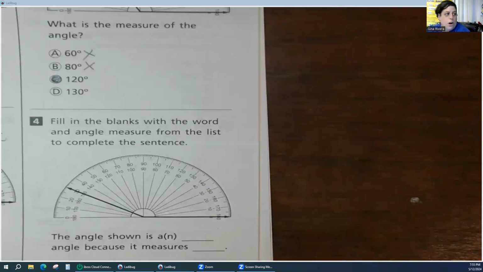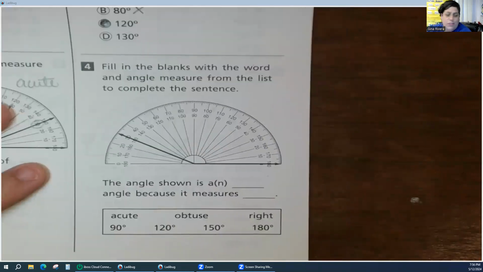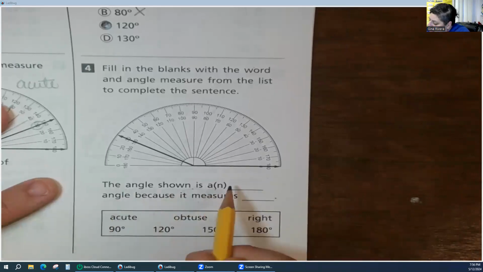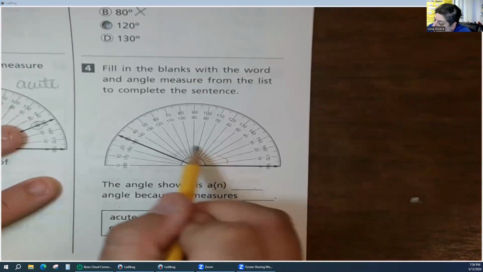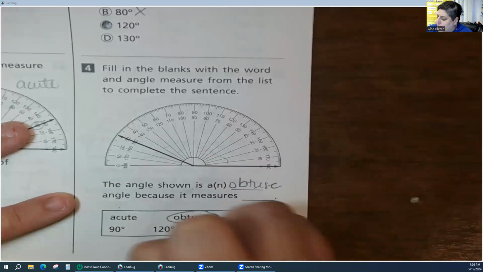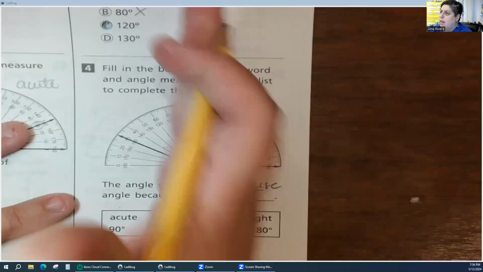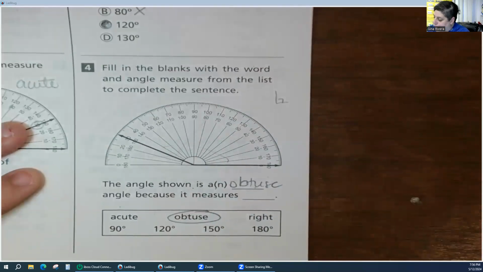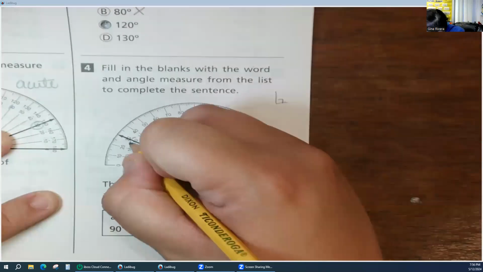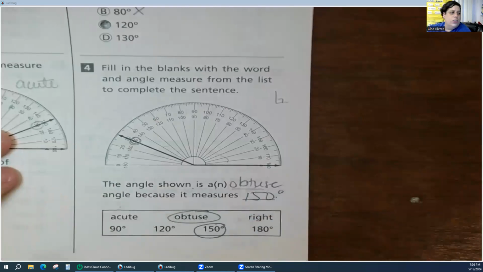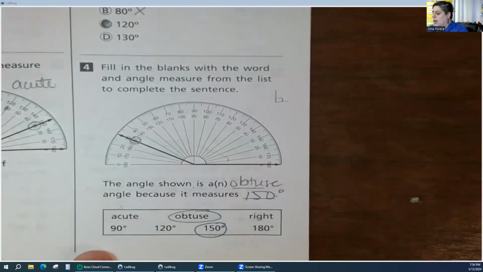And number 4. In this one, we have to look at the number and write it on that blank. It says here, the angle shown is a blank angle. I see that is nice and big, so that is an obtuse angle because acute would be smaller and right would be the one that makes the perfect letter L, and that's not a 90-degree angle right there. So it's going through here. That is 150. When you get these questions, please take your time.